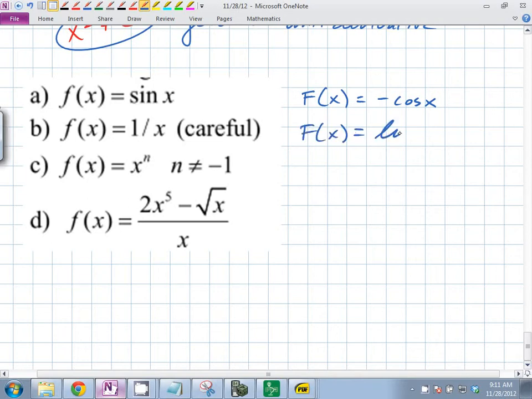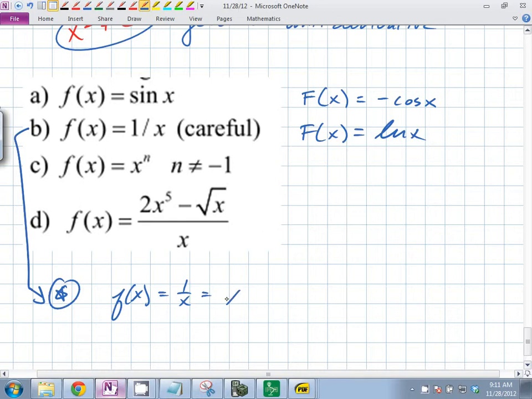But I want to point this one out because you have to be very careful on this one. This is important. F of x is equal to 1 over x is the same thing as x to the what power? Negative 1. Right? What we just did, if I told you to find the antiderivative, was change the power. We incremented up by 1, right? What happens if you make this go up by 1? 0.